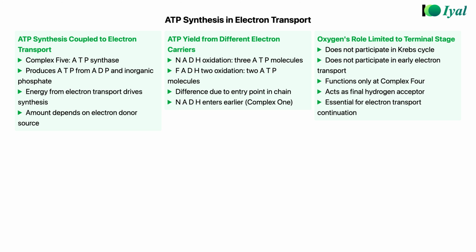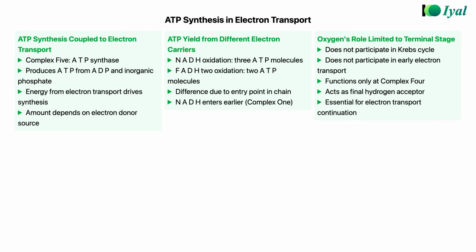So NADH is more valuable than FADH2 because more ATP is made per NADH. Now, oxygen. Where is oxygen used? In respiration, only at the very end. At complex 4, oxygen does not participate in the Krebs cycle. It does not participate in glycolysis. It does not participate in complexes 1, 2 or 3. Only at the end, at complex 4, oxygen accepts electrons. Oxygen combines with hydrogen ions to form water. That is it. That is the only chemical role of oxygen.